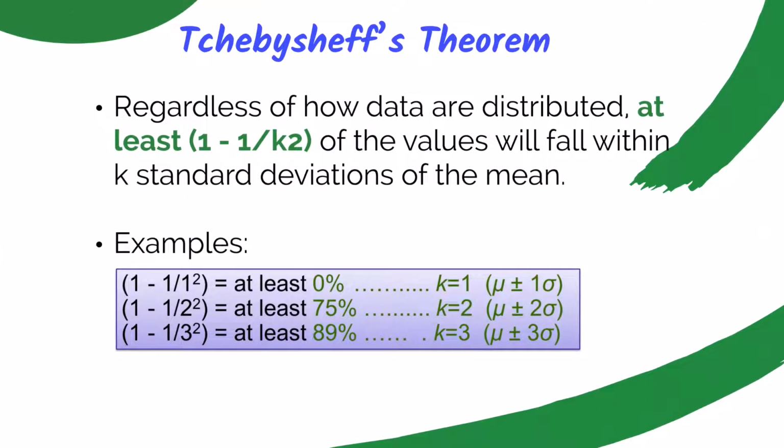So Chebyshev's theorem is another useful rule of thumb like the empirical rule. Note though that the empirical rule is only used for bell-shaped distributions, meaning they're symmetrical. This theorem is primarily for non-bell-shaped distributions, so that means it could be skewed or curved in any direction. So regardless of how the data is distributed, at least 1 minus 1 divided by k squared of the values will fall within k standard deviations of the mean.